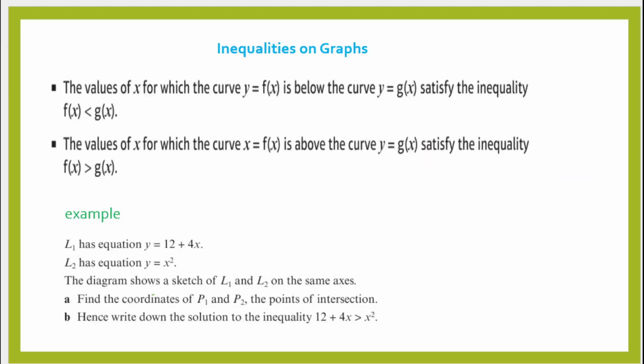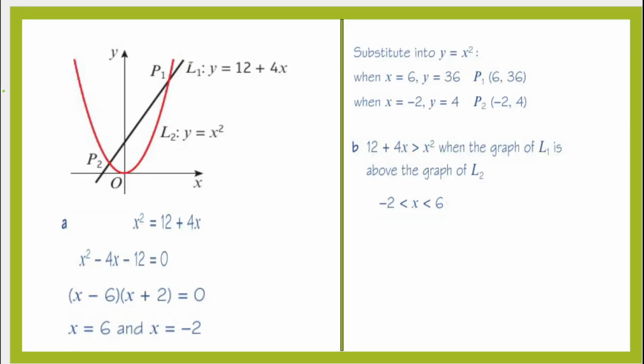Now let us consider the equation L1 as y equal to 12 plus 4x and L2 as y equal to x square. And we have to write down the solution to the inequality 12 plus 4x greater than x square. Now after solving, we got the point P1 as 6, 36 and the point P2 as minus 2, 4. Here 12 plus 4x is greater than x square when the graph of L1 is above the graph of L2.